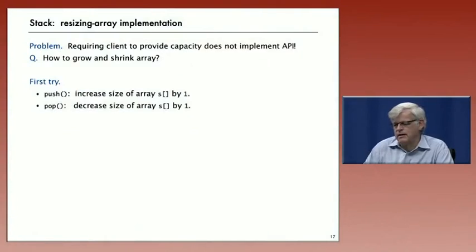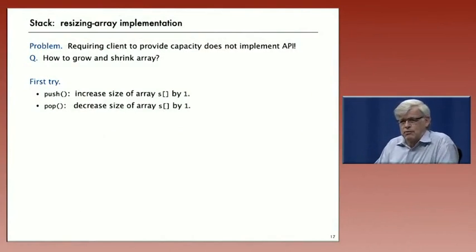Okay, our basic array implementation of stacks had a defect where we required clients to provide the maximum capacity of the stack ahead of time. Now we're going to look at a technique for resolving that problem. We're not implementing the API. The API says we should just be able to create a stack and it should be able to grow and shrink to any size. So how are we going to grow and shrink the array?